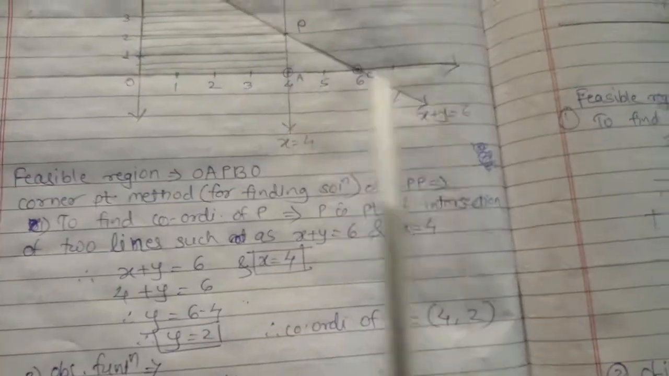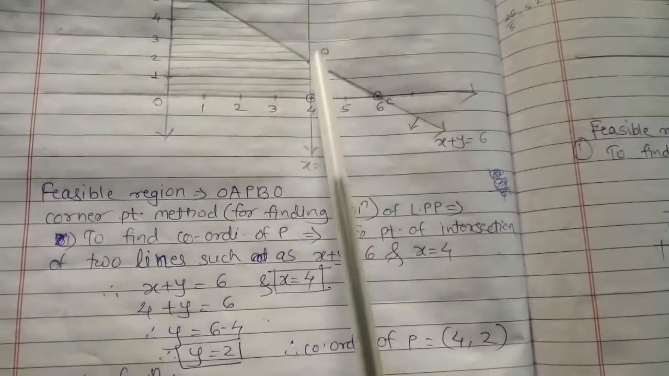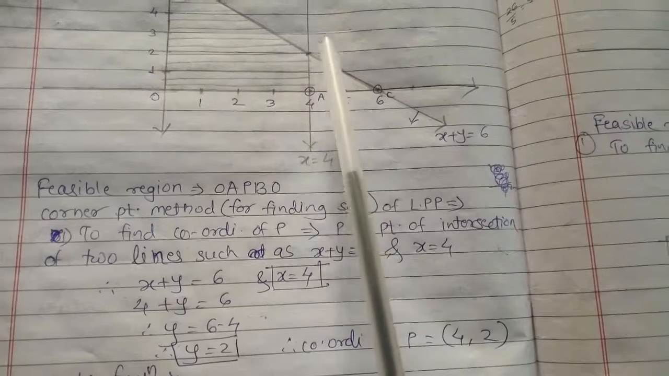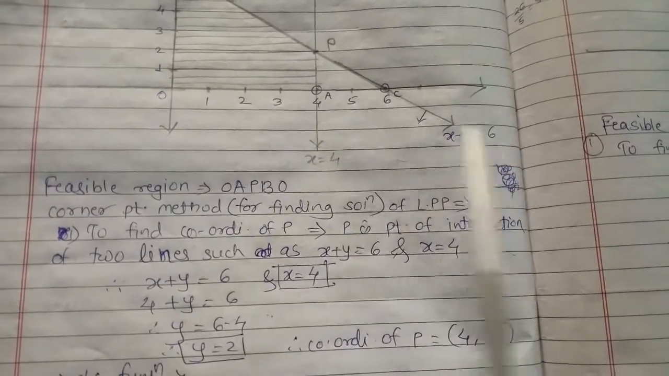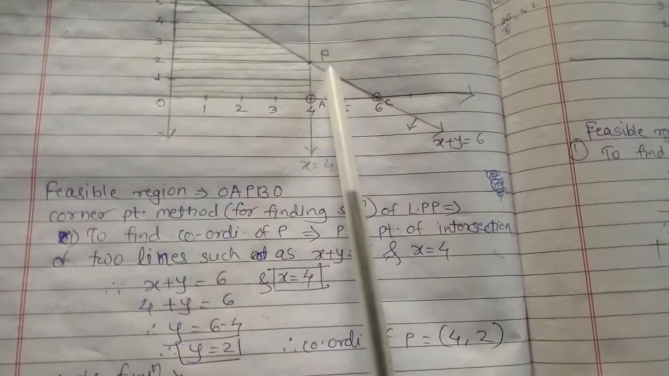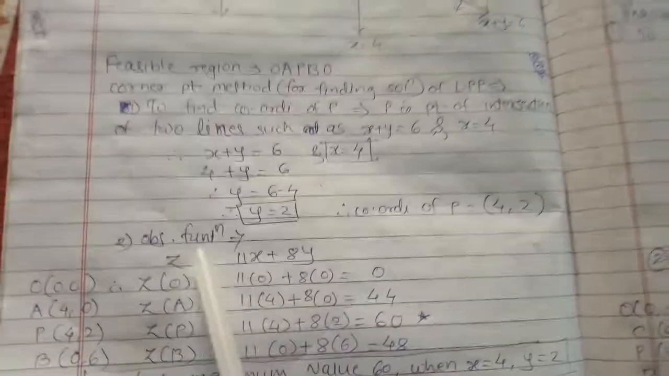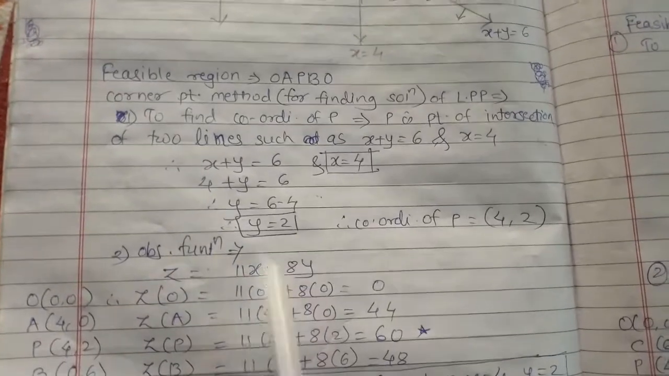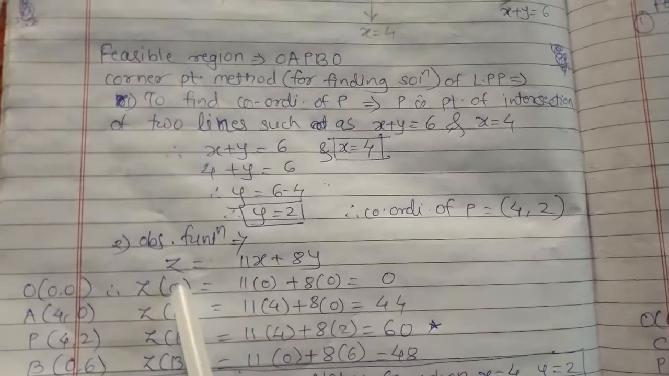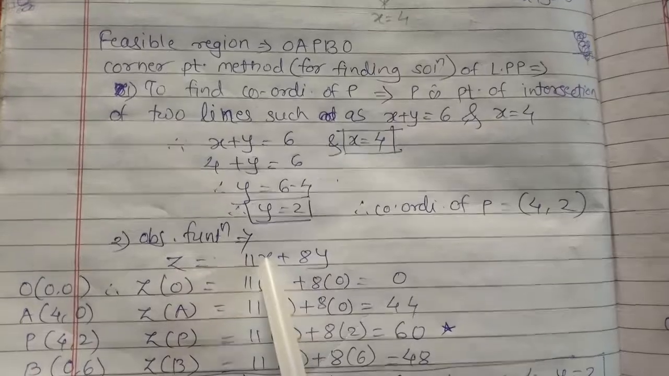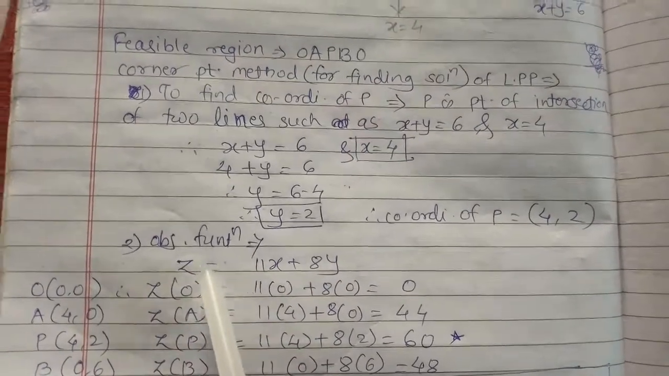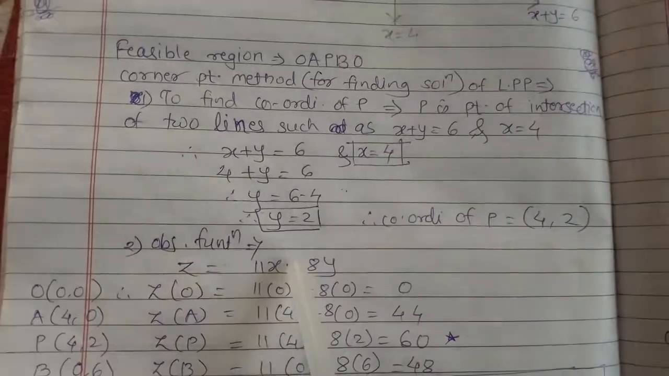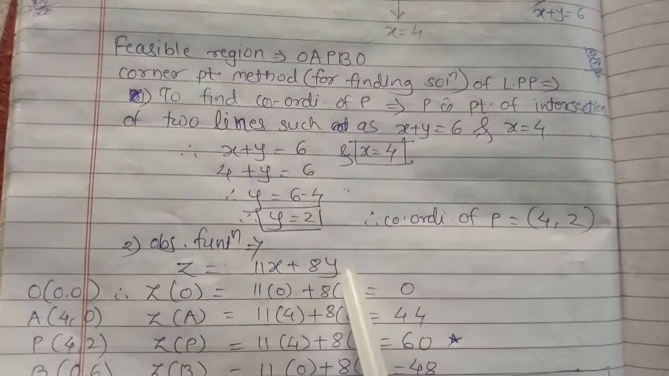So by intersection of these two lines we get the point P, and by using these two equations we can easily find out the coordinates of P like this one. Now see your objective function. At the start of this example you are given that z is equals to 11x plus 8y. So it is nothing but the objective function, z is equals to 11x plus 8y.